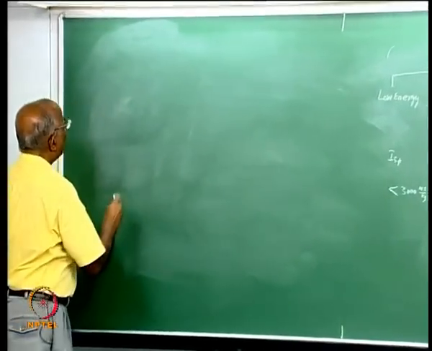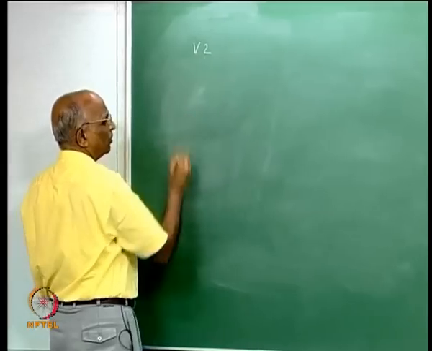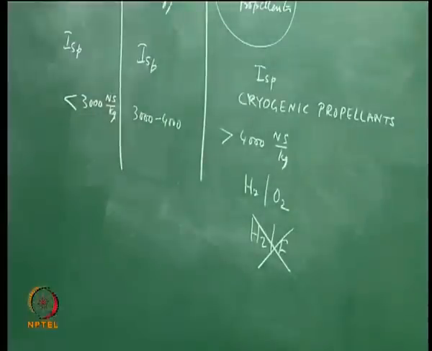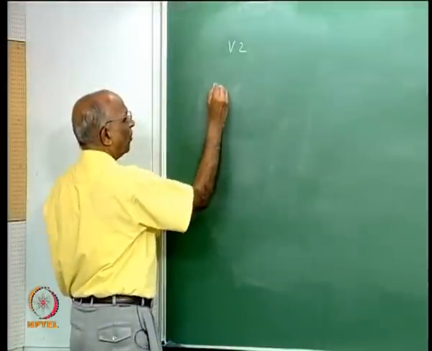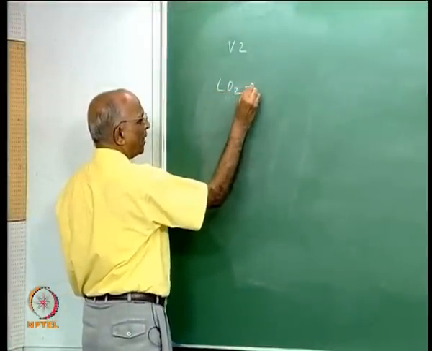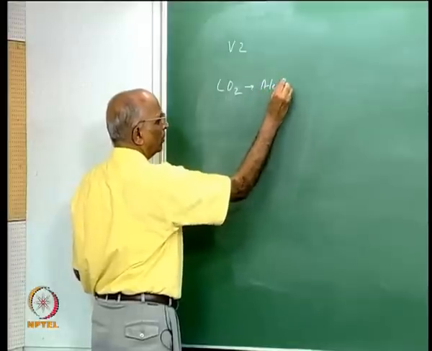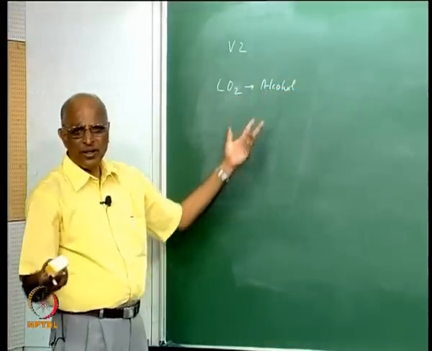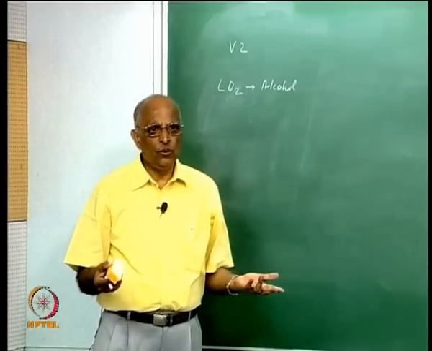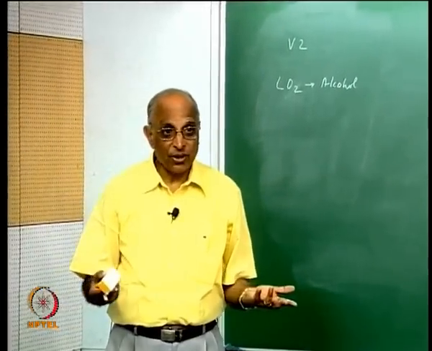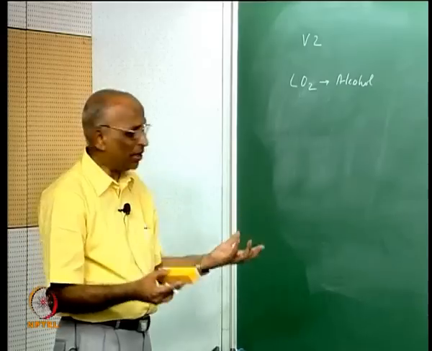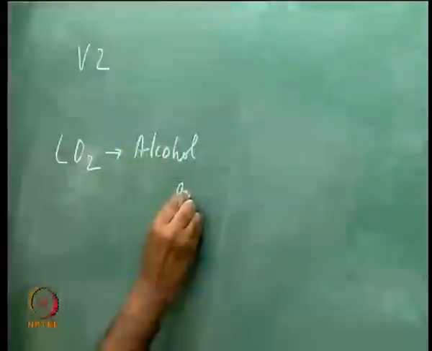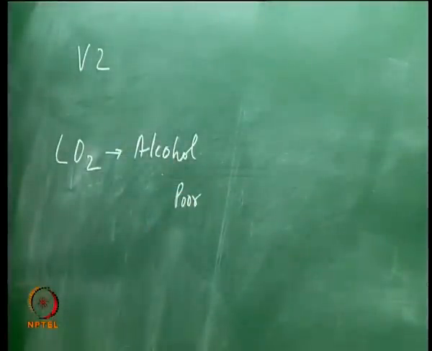Well, all of us have read of the V2 rocket, which was the first rocket ever made, by the Germans around 1945 during the Second World War. It used liquid oxygen and alcohol. Alcohol is something like ethyl alcohol: ethane is C2H6, and if you remove some of the H and put OH, you have ethyl alcohol. This was done, but it is very poor performing, very low in specific impulse.